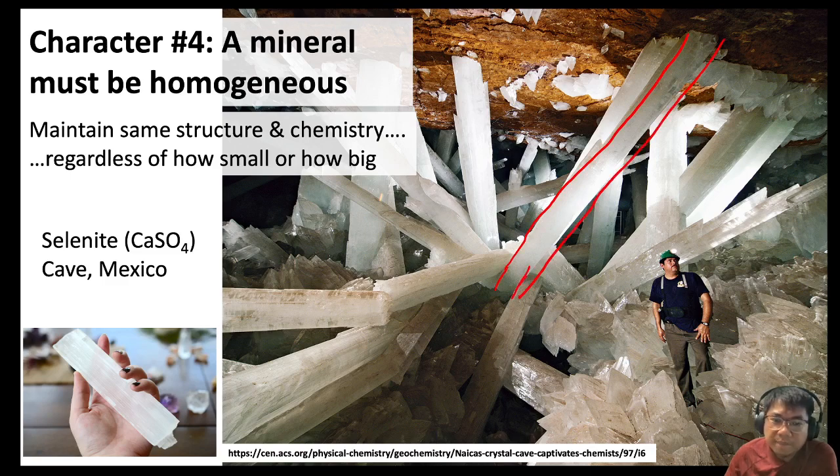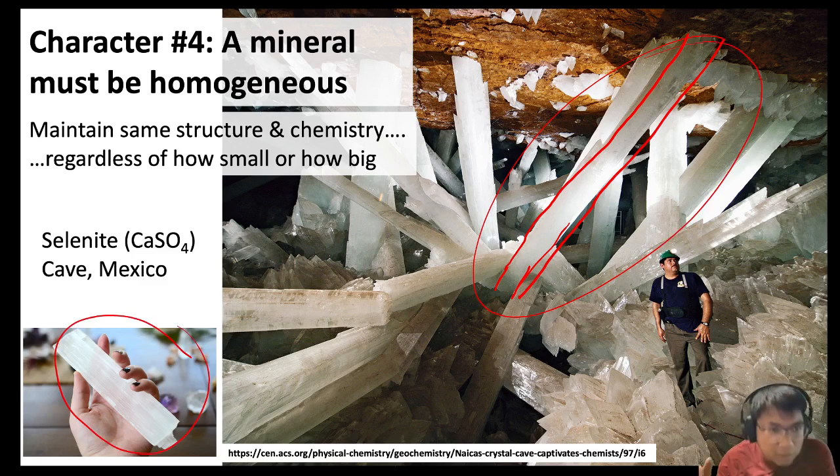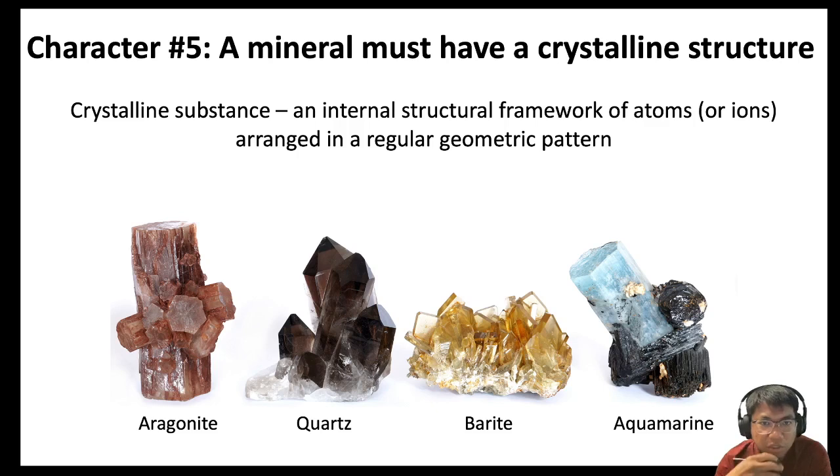Okay, look at that, and tabular. So no matter what size they are, now this one is the big version of selenite, but this picture right here on the bottom left is also a selenite, but as you can see here, even though it's very small, again, it still maintains its crystalline structure. So again, this is a good example of a homogeneous mineral. It will maintain the same structure and chemistry regardless of how small or how big these minerals are.